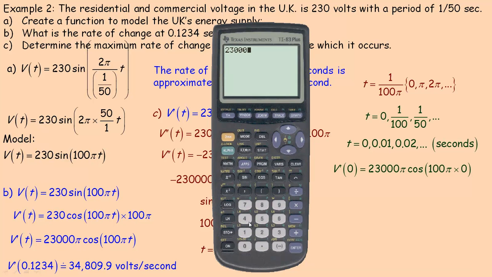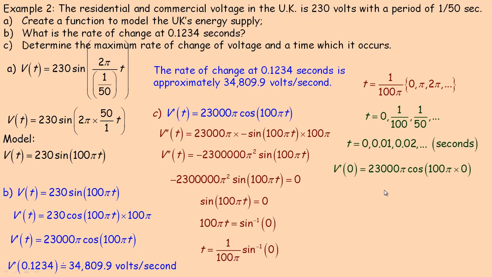We would go 23,000 pi times the cos of 100 pi times 0. And that's the first answer there. And so that's our rate. I actually showed a little more in the presentation here. 100 pi times 0, of course, is 0, and the cos of 0 is 1. So it's actually, the exact value is 23,000 pi, which I calculated with the calculator there. And so that's where the 72,256.6 volts per second comes from.